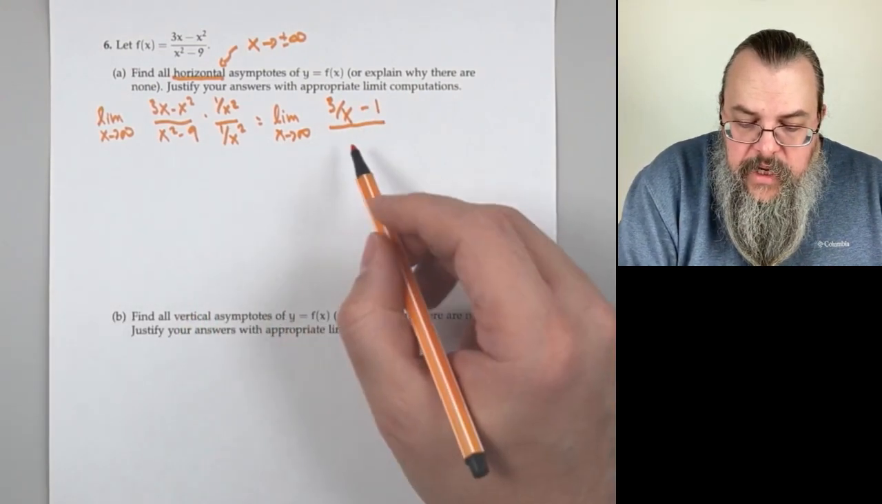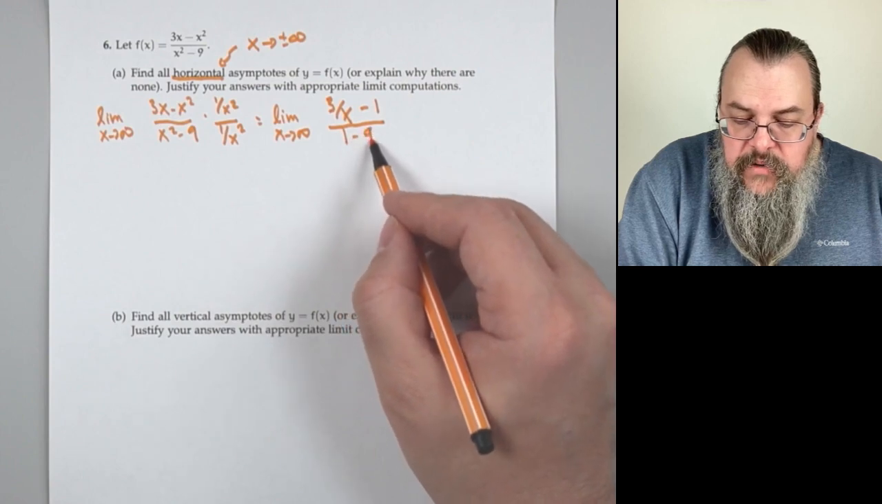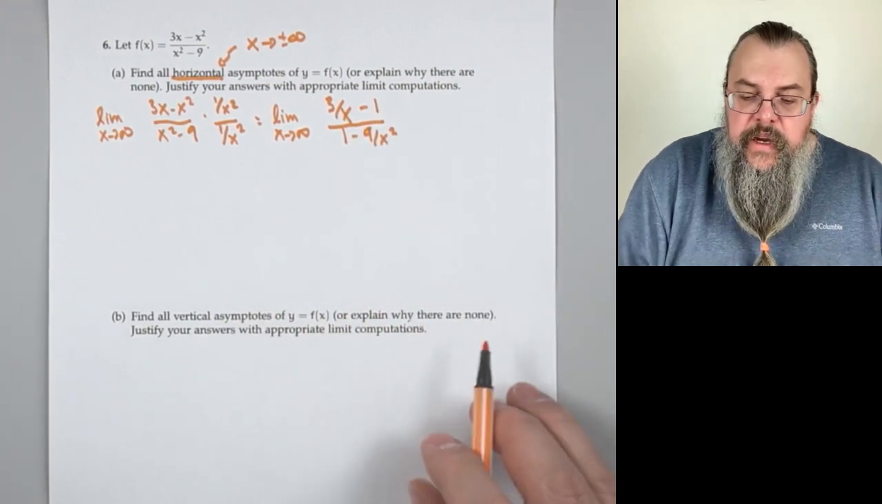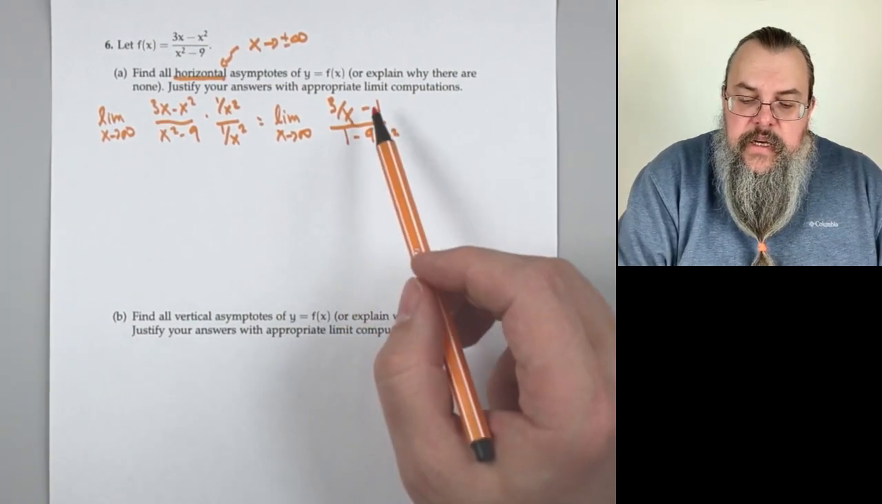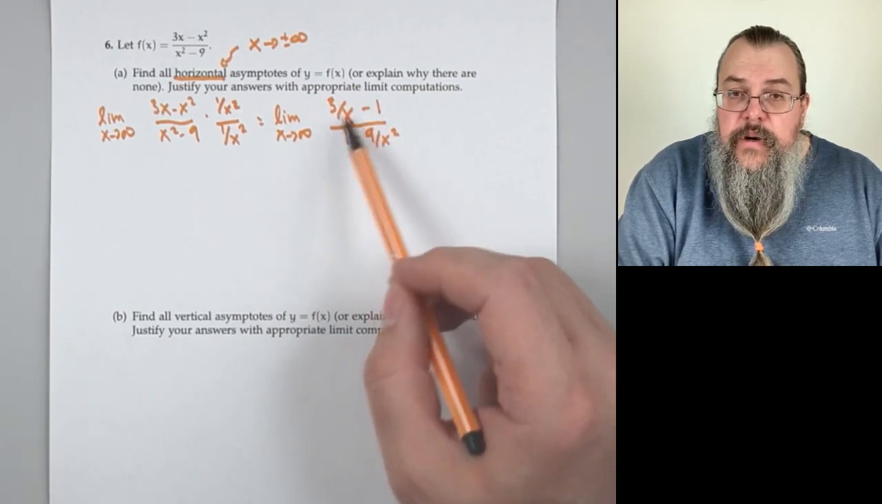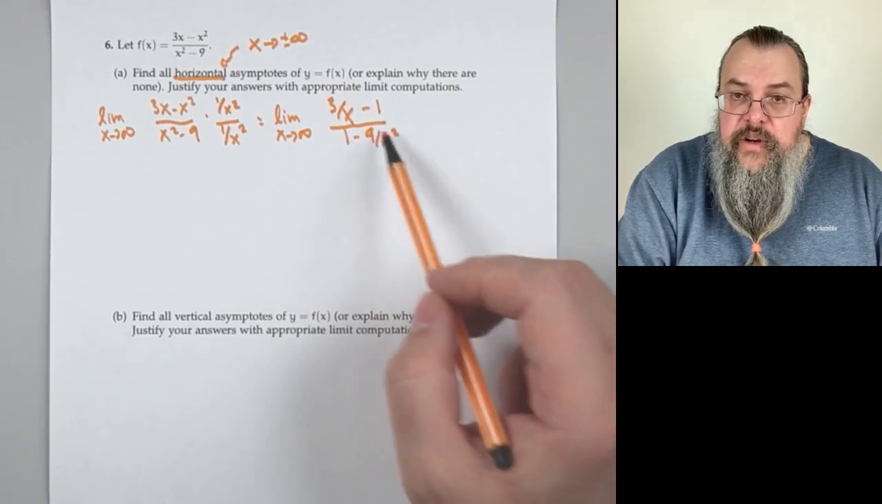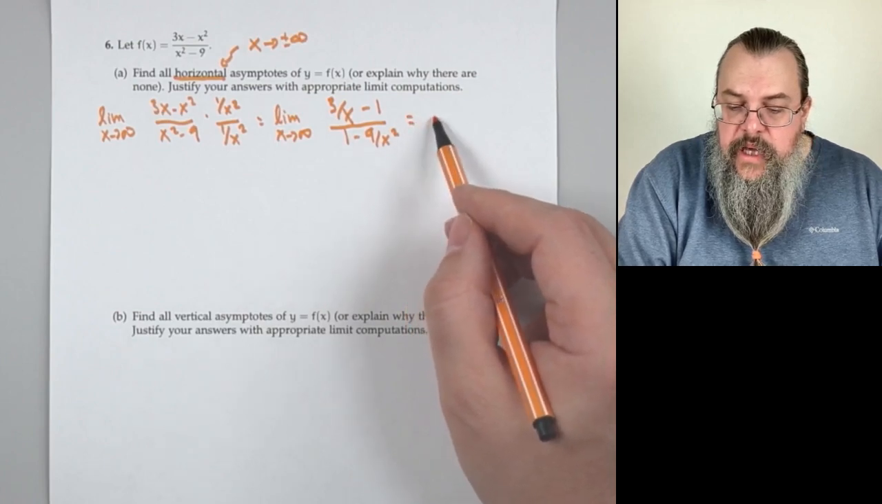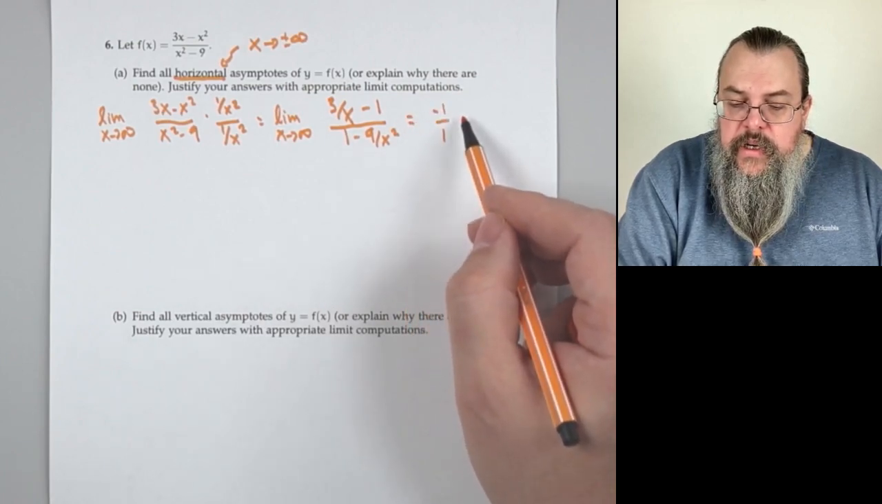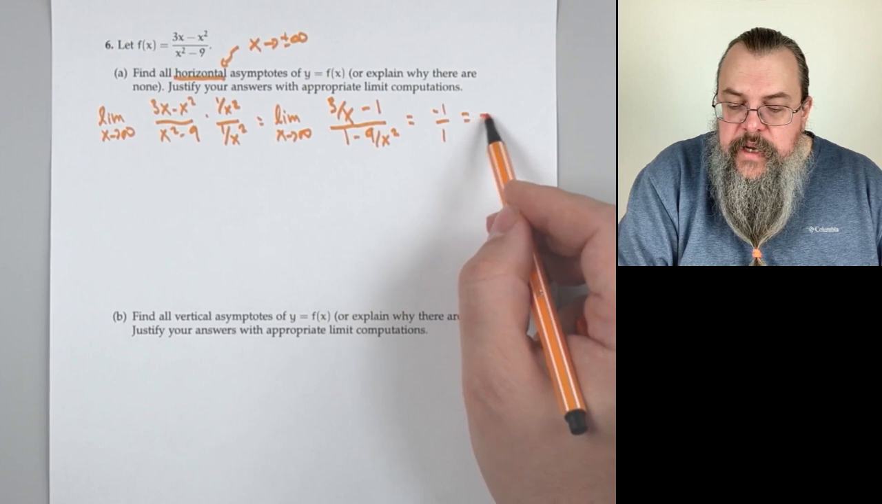Then downstairs we'd have a 1 minus 9 over x squared. And now we say, okay, as x goes to infinity, anything with an x downstairs goes to 0. So we get a minus 1 over 1. All of these other terms go to 0, which is negative 1.